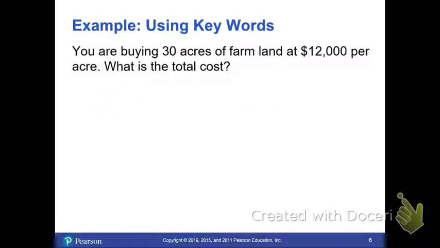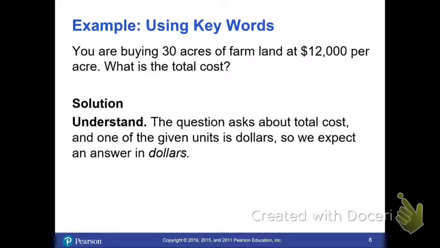So we're going to go through this acronym USE to solve some problems. You're buying 30 acres of farmland at $12,000 per acre. What is the total cost? So the first thing is, let's understand. What is the question asking us? It's asking us about total cost. So we expect our answer to be in dollars.